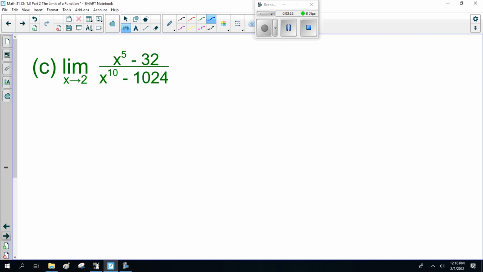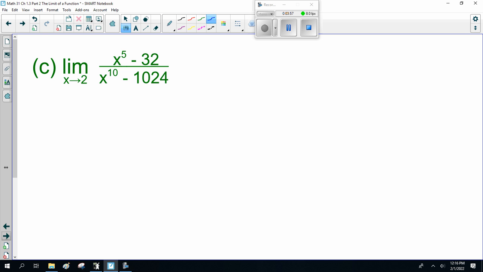Now, limit as x approaches 2 of x to the 5th minus 32 over x to the 10th minus 1024. You notice for all of these, if we plug in the value, for this one 2, it becomes 0 over 0, which is just confusing. So stuff has to cancel out. Now, how the heck do you do that?